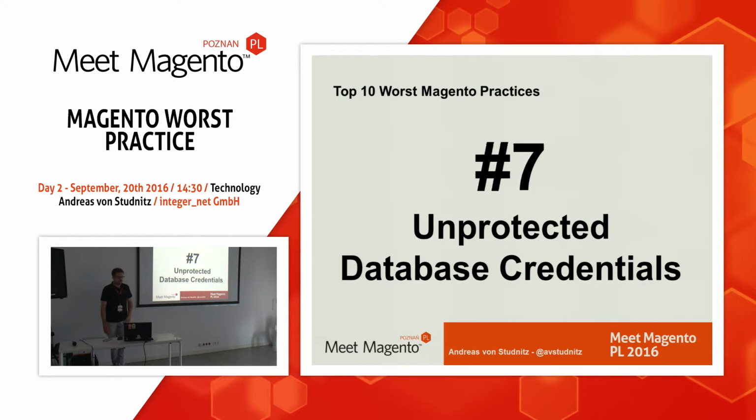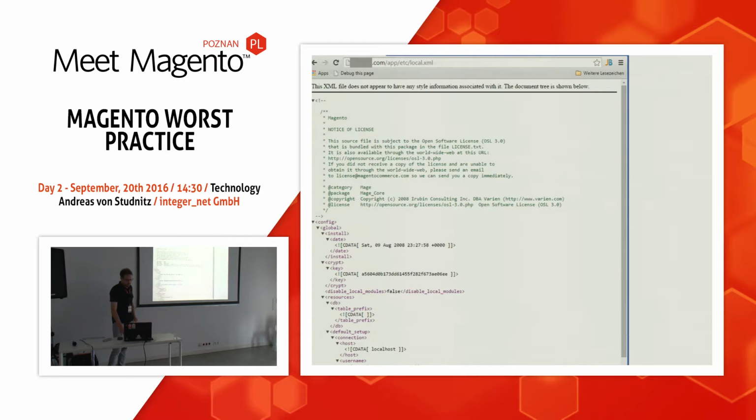Top 7, unprotected database credentials. Of course, you know you shouldn't send everyone the username and password to your database. I have found it again with Google in several cases. You could just search for the file app/etc/local.xml in Magento 1. This is the first case which only works in Magento 1 because Magento 2 uses a PHP file for that and you can't simply read it, it gets executed.